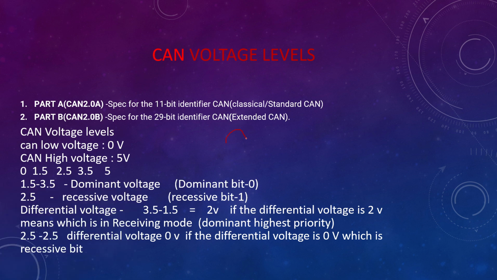See, this is the signal I am sending. This is the high voltage level, and this is the low voltage level. In the same way, 0 volts is the low voltage level of a CAN, and 5 volts is the high voltage of the CAN. To calculate these voltages, the dominant bit and recessive bit come into the picture. Here the dominant bit is 0 and the recessive bit is 1.